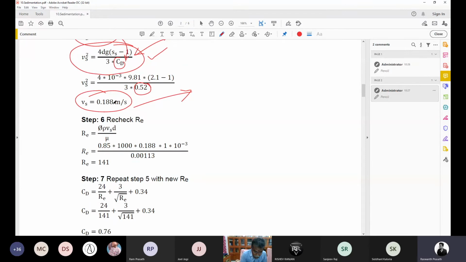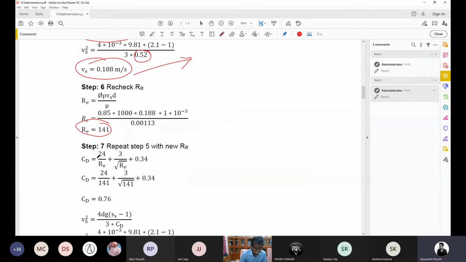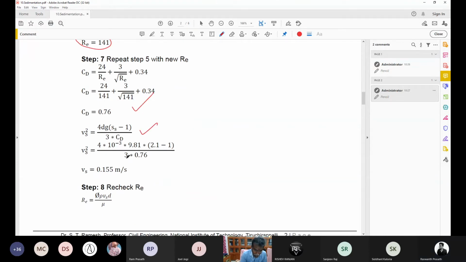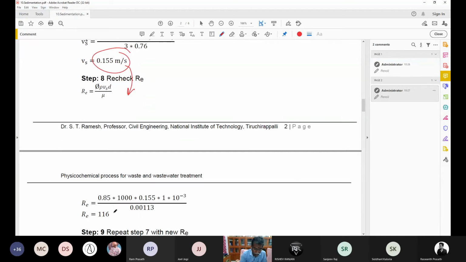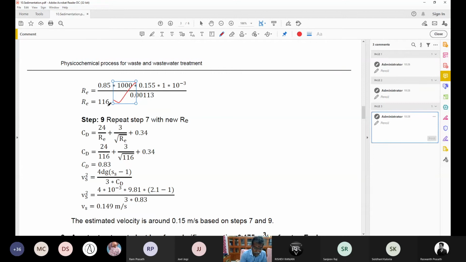Okay, and with this settling velocity, find out the Reynolds number. Is it okay? And with this Reynolds number, go for a CD correction and use that formula to find out the settling velocity. And with this settling velocity, do one more iteration until you get a concordant or uniform value. Is it okay? So recheck again with this 0.155. I may get 116 as the Reynolds number. I may go for a CD correction, and I may also go for a Vs value.